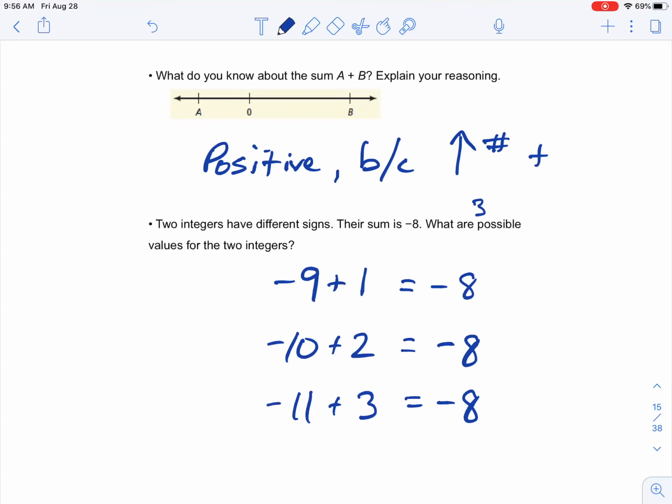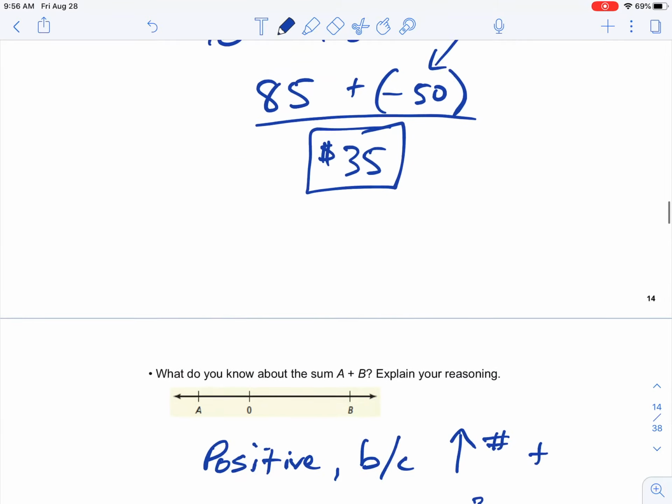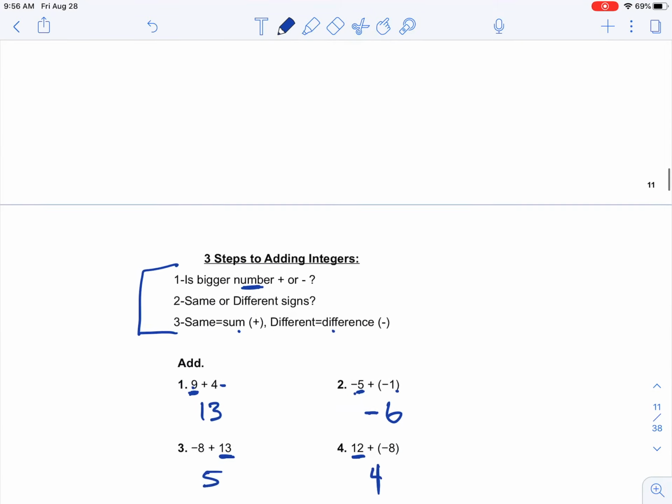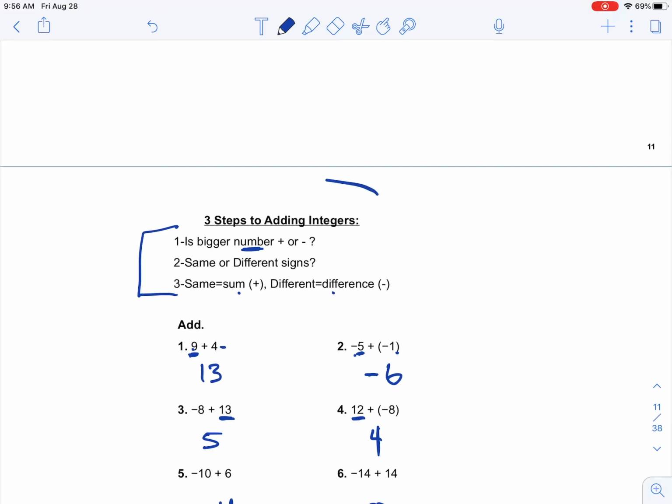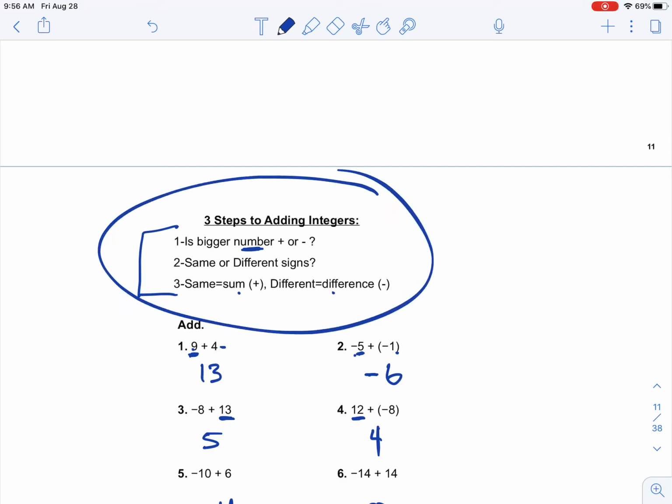All right, so hopefully adding integers is making sense to you. I want to bring you back again to these 3 steps right here. These 3 steps really will help you as we move through the next couple of lessons. All right, good luck.